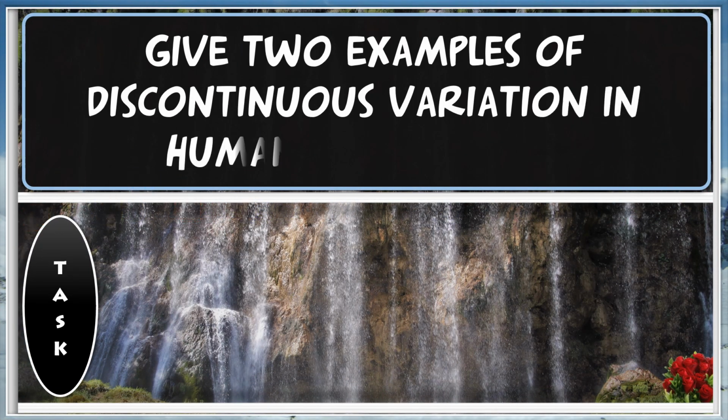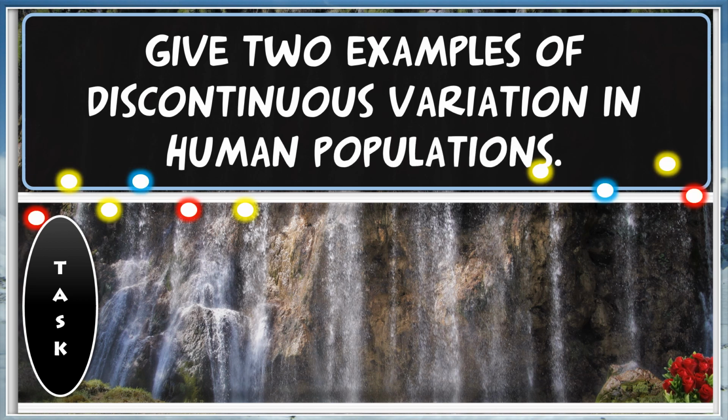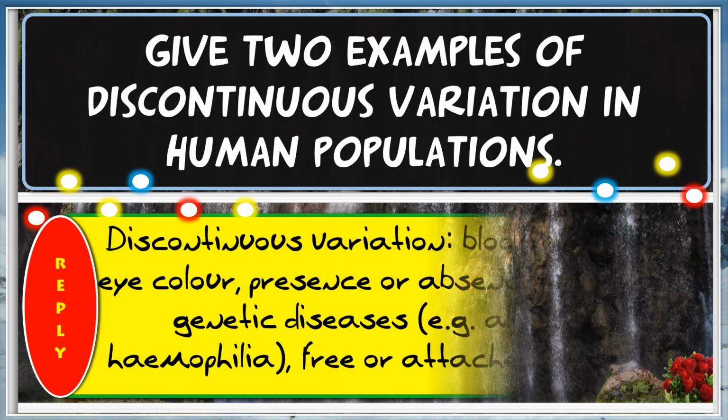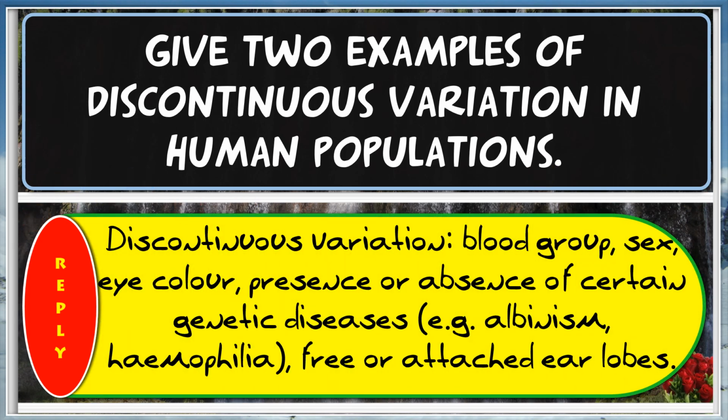Give 2 examples of discontinuous variation in human population. Discontinuous variation, blood group, sex, eye color, presence or absence of certain genetic diseases, for example, albinism and hemophilia, free or attached earlobes.